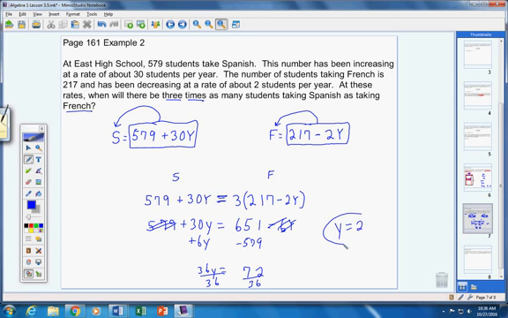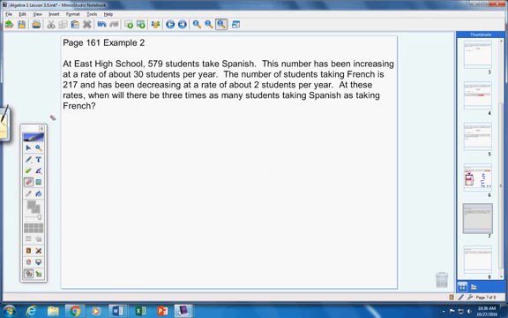Booyah, perfect. So in 2 years, I know that the Spanish class will be 3 times as big as the French class. 2 years. Now you know what? Maybe I made a mistake somewhere. Let's check it and see what happens, okay?